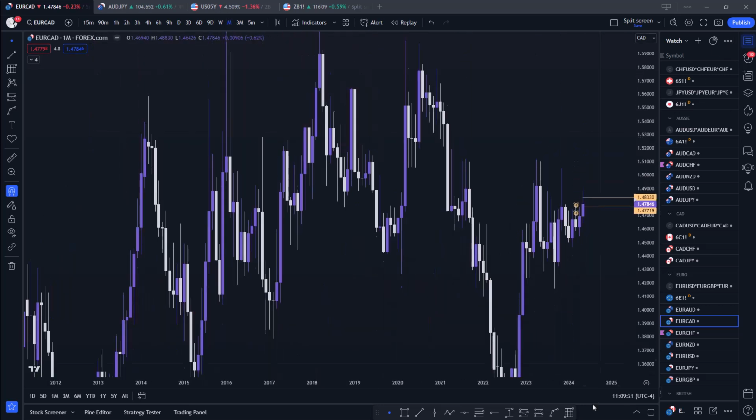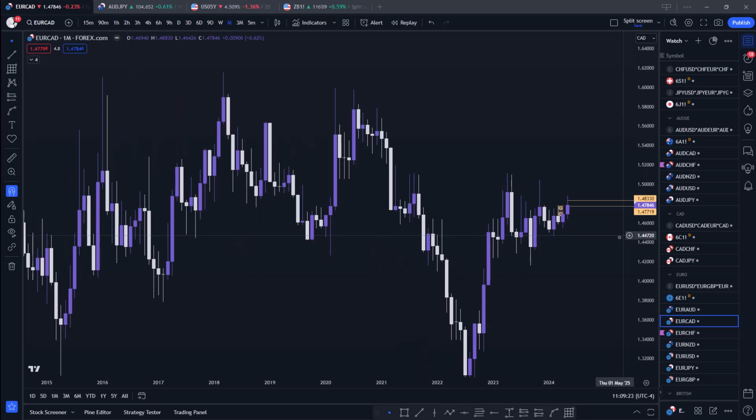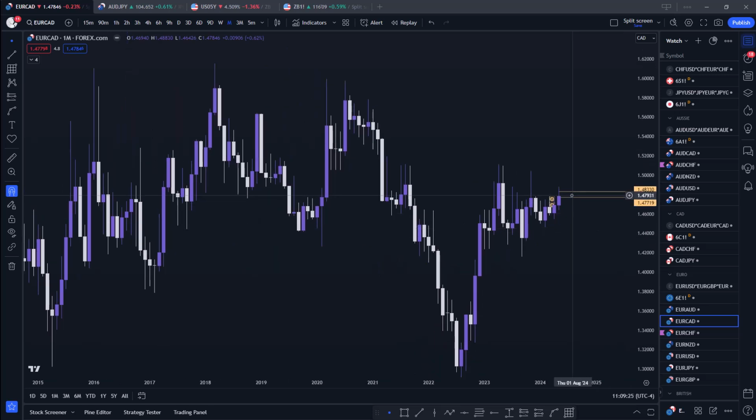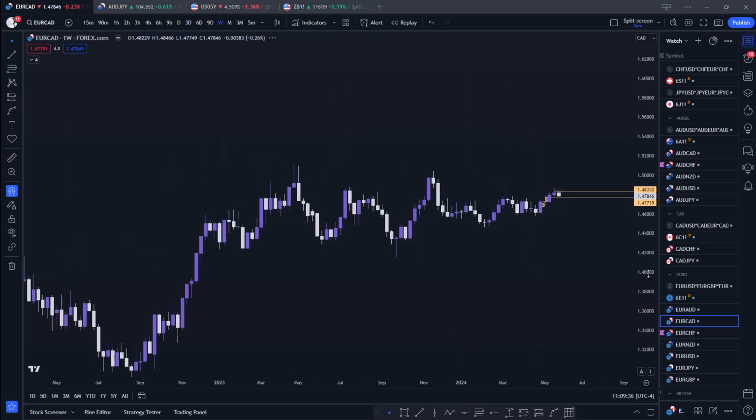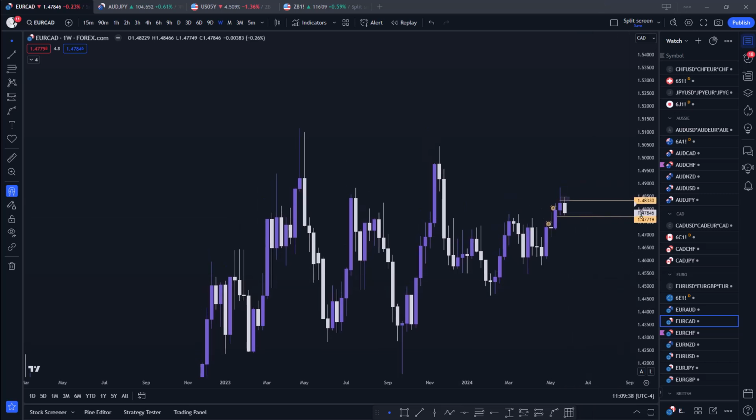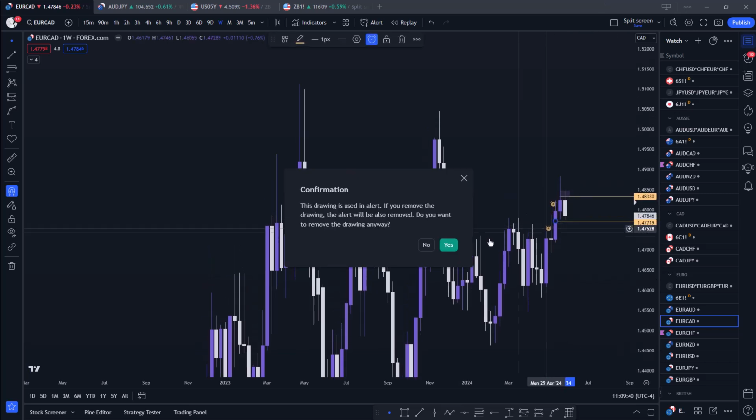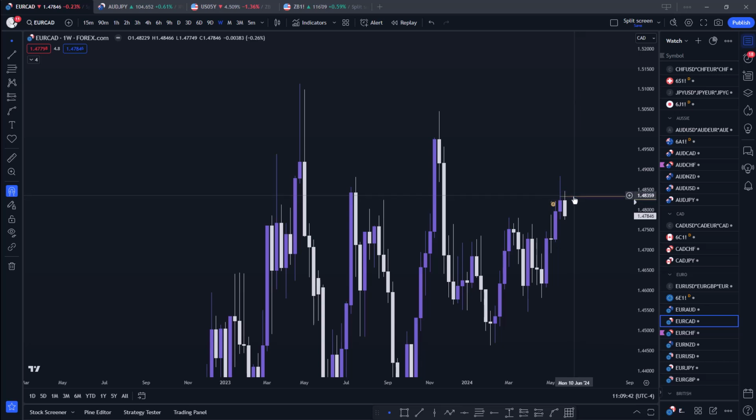Monthly chart. We are rejecting away from the highs, probably the consequent encroachment of this week. Let's see. Okay, we didn't even get there. On the weekly time frame, what do we have? We don't have any fair value gaps. Let me delete this and that.